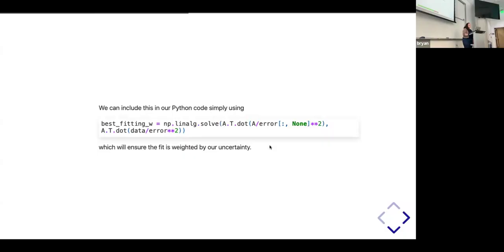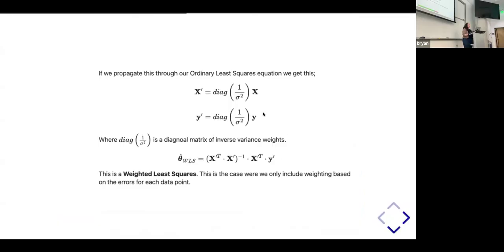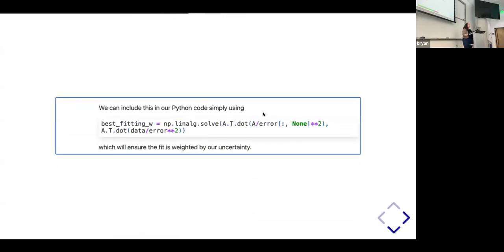Now, in order to find our best fitting weights, we're going to, I'm sorry that it's cut this off. We've now fit the design matrix, dotted with the design matrix divided by our errors squared. And then we're going to fit the design matrix dotted with the data divided by the errors squared. That's the implementation of this weighted least squares equation.